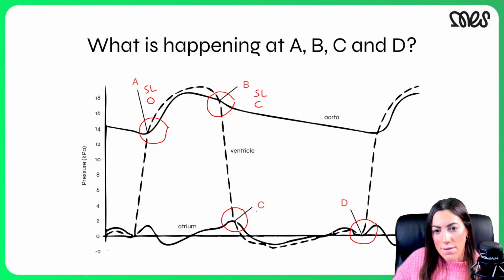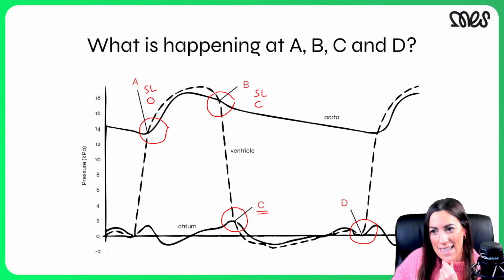Type into the chat for me if you know what's happening at C. Let me know if you're following. So at C, the atrium pressure is higher than the ventricle pressure. If the pressure in the atrium, you need to picture it. I don't know about you, but I'm picturing the heart in my head. If the pressure in the atrium is higher than the pressure in the ventricle, what is going to happen there? Type it into the chat. It's going to be a valve. It's going to be opening or closing. You just need to know which one it is, what it's doing. The pressure in the atrium is higher than the pressure in the ventricle.